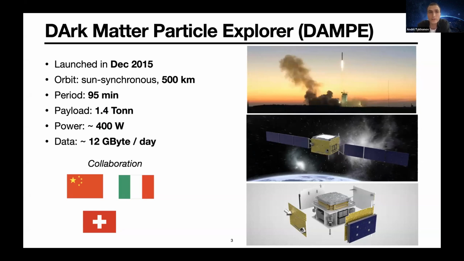Our major instrument is called the Dark Matter Particle Explorer, or DAMPE. It's a satellite particle detector which was launched in 2015 from the Gobi Desert in China, and since then it has successfully collected data, operating in sun-synchronous mode in a sky survey regime.